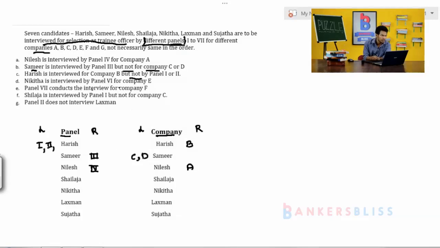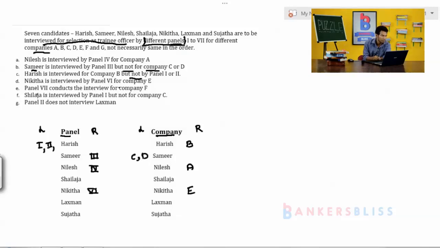Okay. And next, Nikita is interviewed by panel 6th. It is positive information. It relates to Nikita. Where is Nikita? Nikita is here and Nikita is interviewed by panel 6. Is it clear? Next, for company E, it means Nikita is company E.